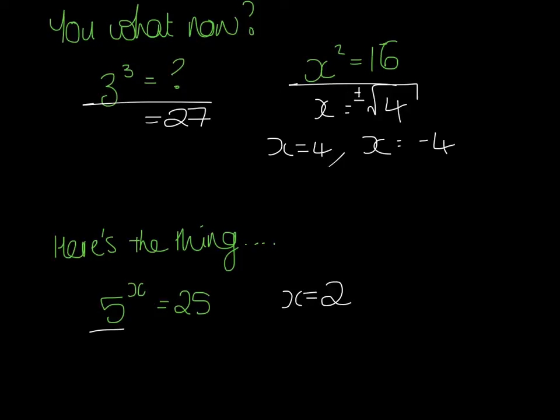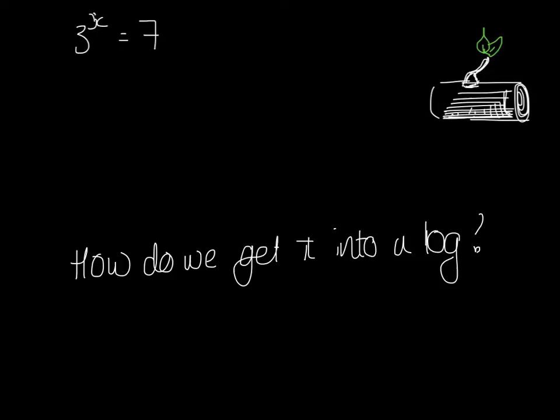But what happens if we don't know the square number or the cube number? What happens if it's 3 to the power of something is 7? So we do know that 3 to the power of 1 is 3, and 3 to the power of 2 is 9. So x is somewhere between 1 and 2. That's what we do know, okay? Because we know what 3 to the power of 1 is, we know what 3 to the power of 2 is. But we don't actually know what x is. And that, for me, is an issue.